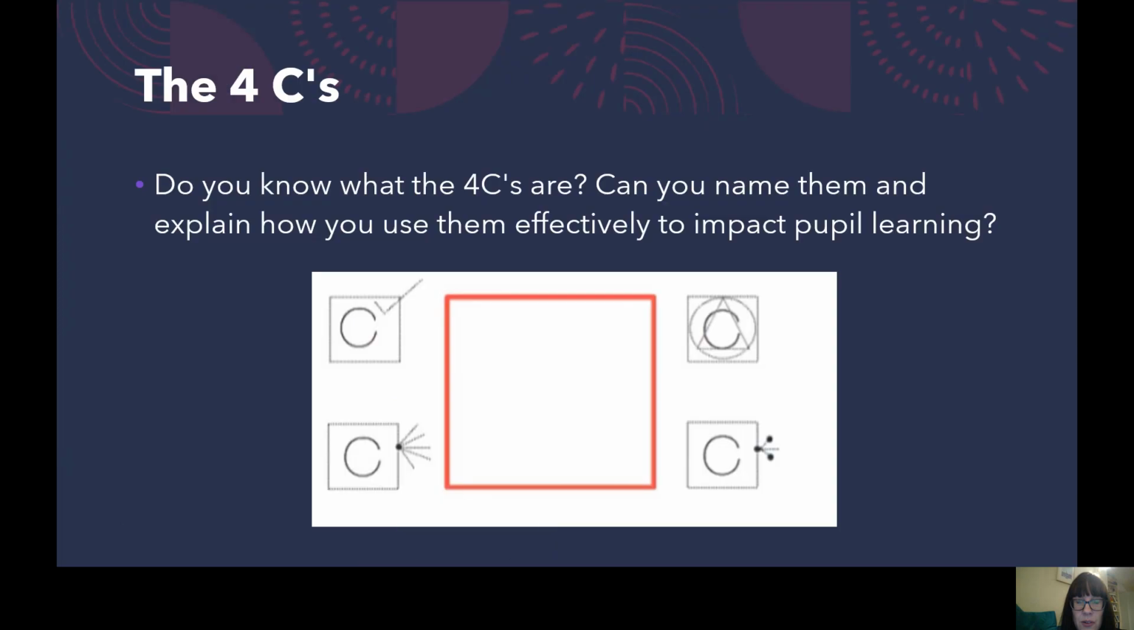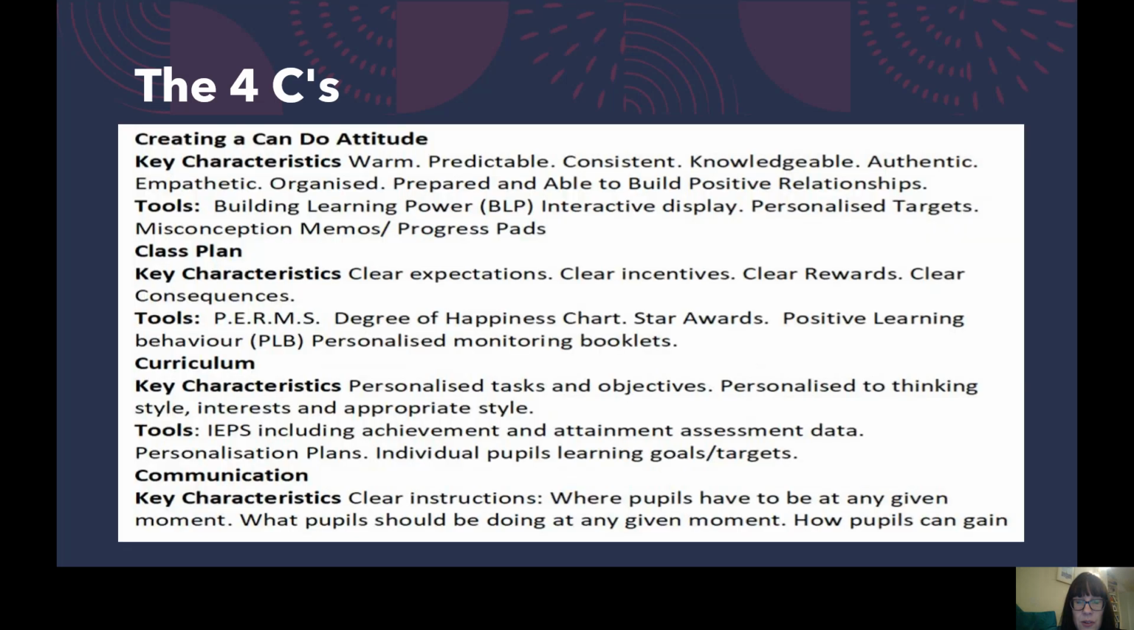So now the 4 C's. Have a look at this diagram. Do you know what the 4 C's are? Can you name them and explain how you use them effectively to impact the pupil learning? So please take 5 minutes, look at this diagram, see if you can work out what the images mean, and then answer the question. And here are the definitions of the 4 C's.